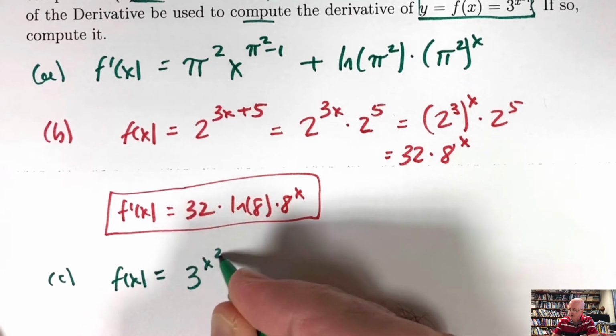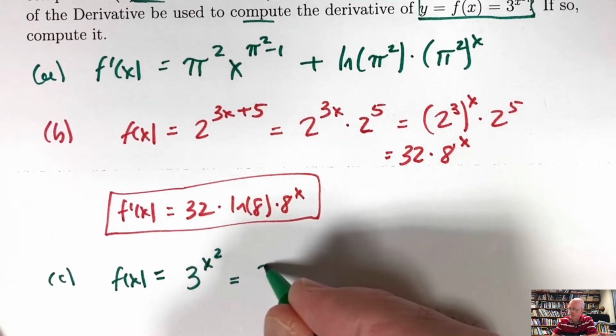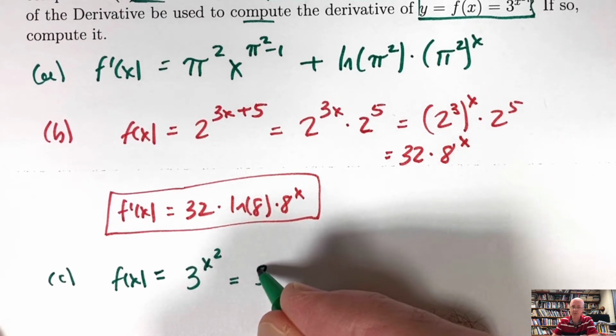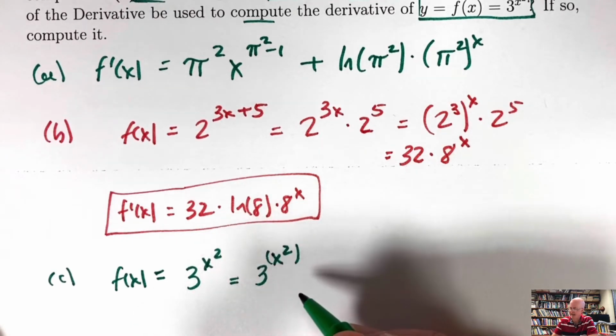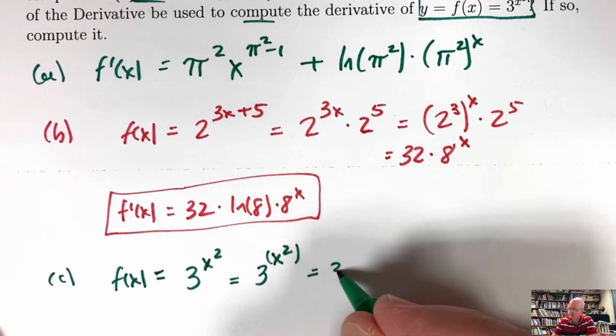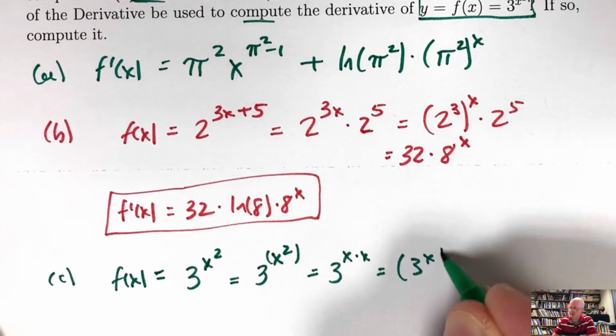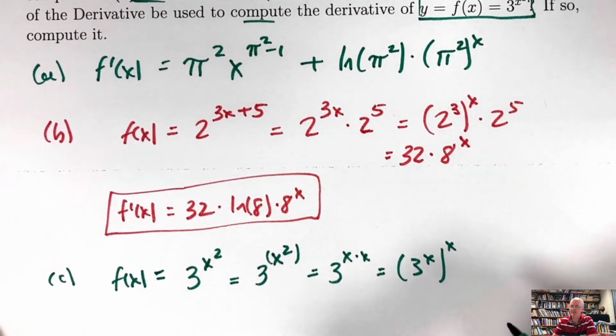3 to the x squared, that is the same as 3 to the quantity x squared, meaning when you plug a number in, you'd first square it before you make it the exponent of 3. And yeah, you could rewrite this in other ways. You could write it as 3 to the x times x, but there's no way you can write it as some constant times the base to an x power just by itself.